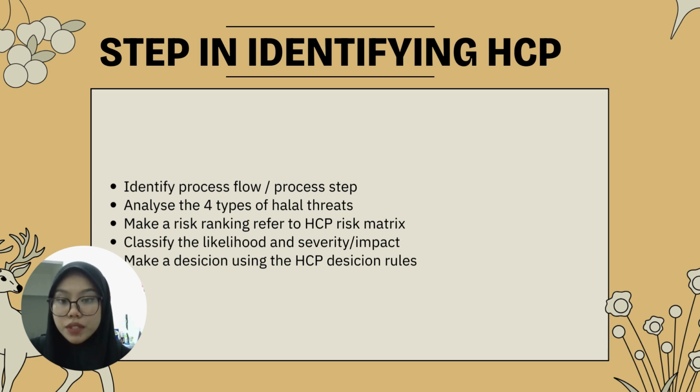There are a few steps in identifying a halal control point. The first one is to identify the process flow or process step. Number two is to analyze the four types of halal threat, which are material, people, environment, and equipment. Number three, make a risk ranking, referring to the HTTP risk matrix. Number four, classify the likelihood and severity and impact. Number five, make a decision using the HTTP decision rules.